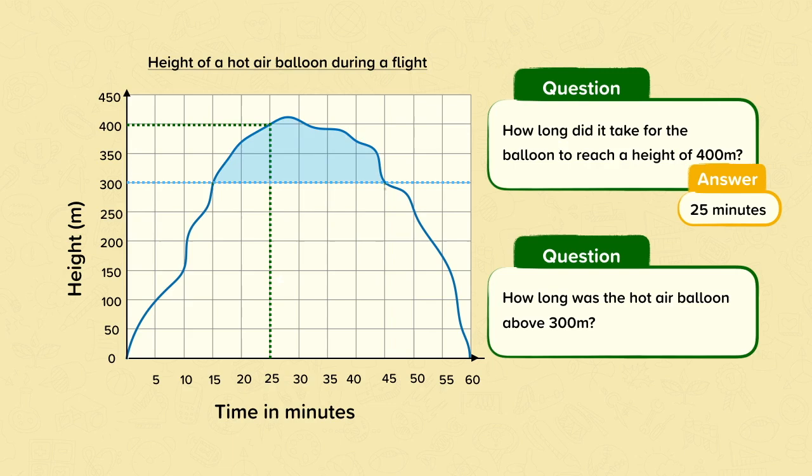If we follow the 2 points at which the line crosses 300 meters down to the x-axis, we can see that the balloon was above 300 meters between 15 and 45 minutes. To find the duration, we need to do 45 subtract 15, which is 30. So the balloon was above 300 meters for 30 minutes.